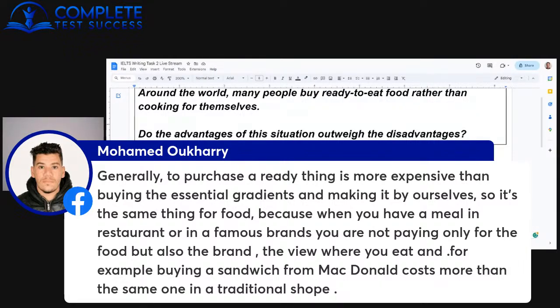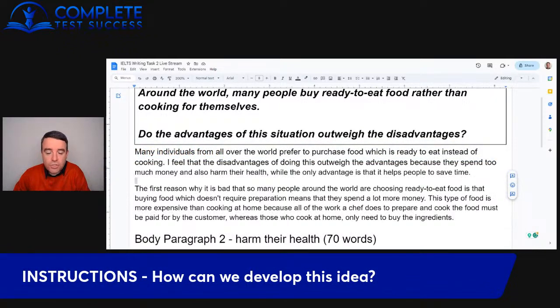Okay, so a little bit off track. You're starting by talking about things generally. I'd recommend that you just start by talking about food straight away. So probably that first sentence can be removed, and then just explain why it's more expensive to buy ready to eat food. Okay.